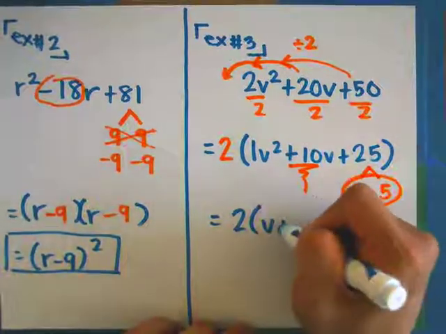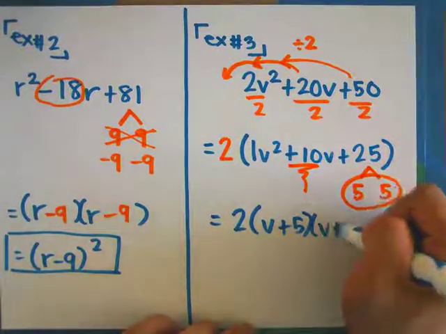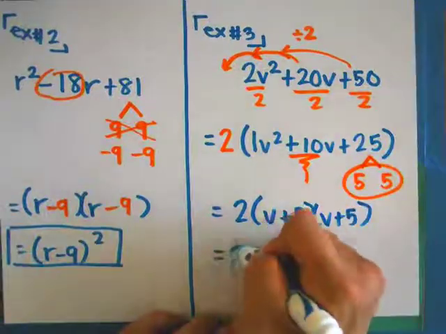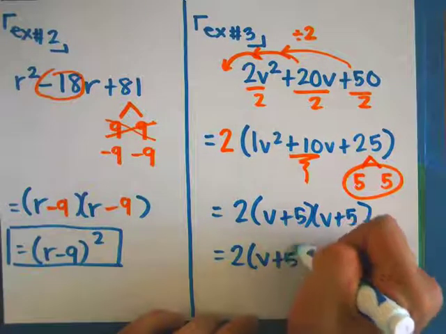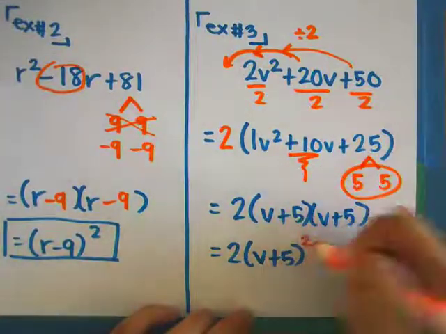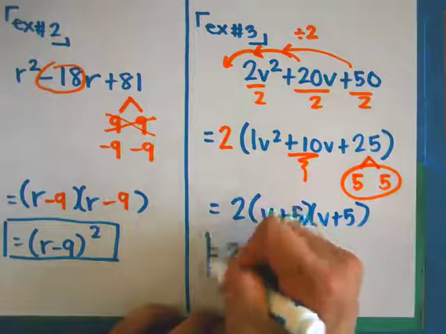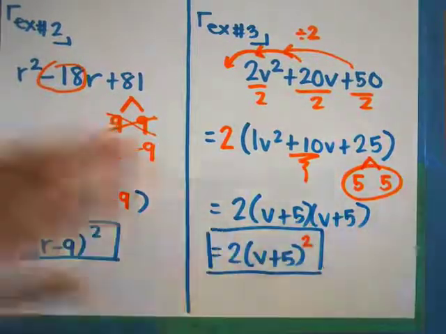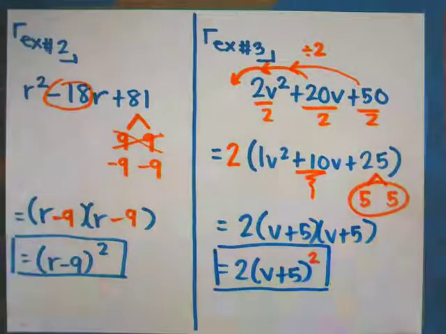2v plus 5, v plus 5, and then your final answer is going to be the 2v plus 5 quantity, and then you're just going to put that squared there. Okay, so those are perfect squares for those examples.